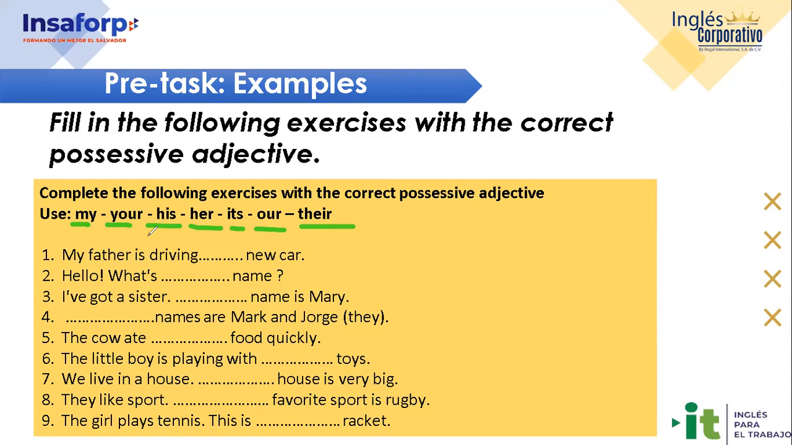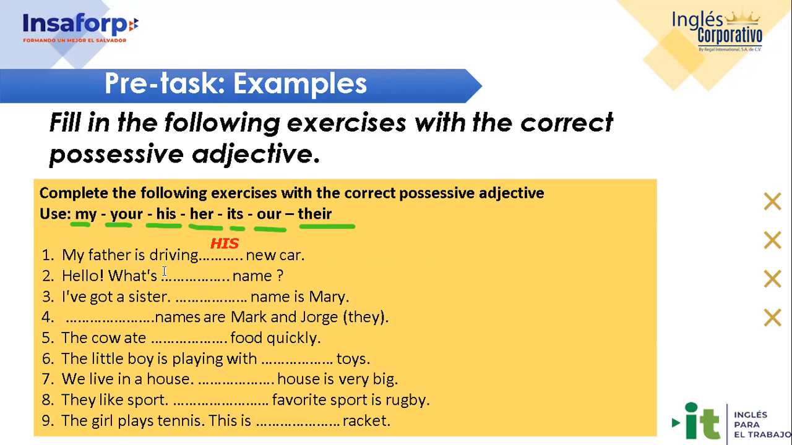My father is driving his new car. So you have to identify the subject. Entonces, tienen que identificar el subject al que se están refiriendo. Mi papá. Mi papá está manejando ¿qué? Su nuevo car. Entonces sería el his para él, ¿verdad? My father is driving his new car. Okay. Y ahora número dos.